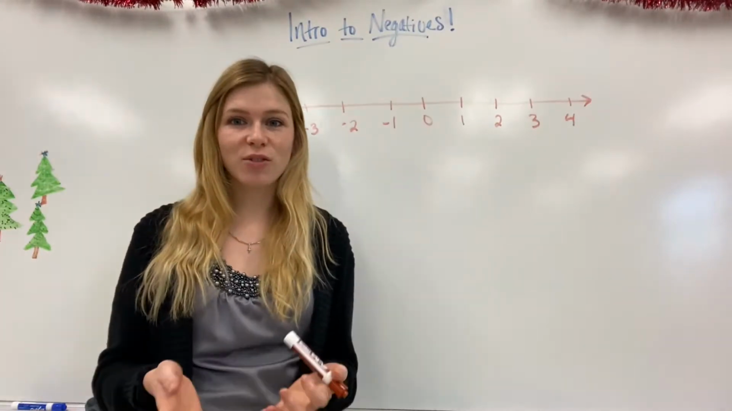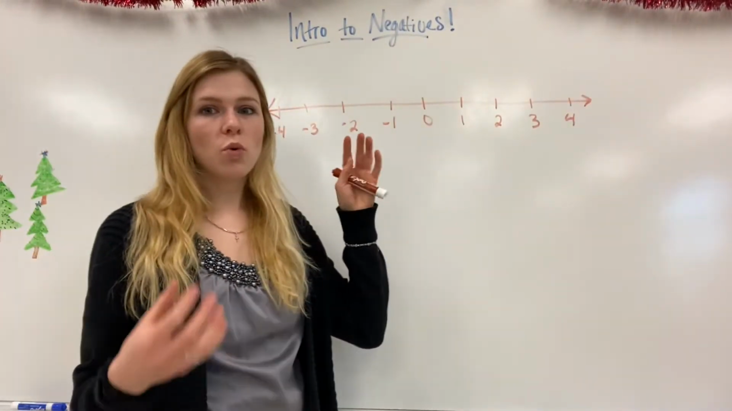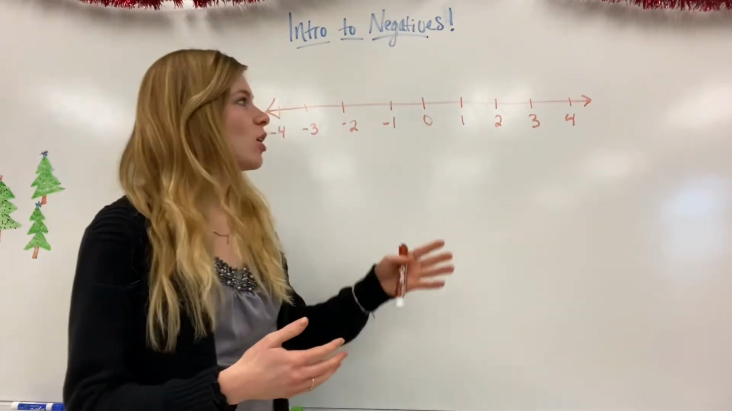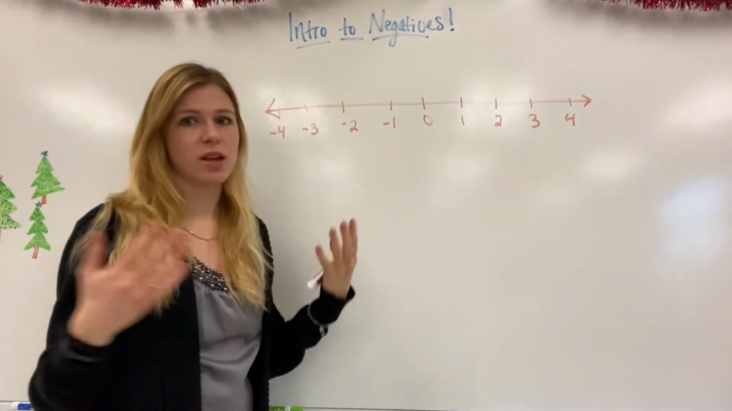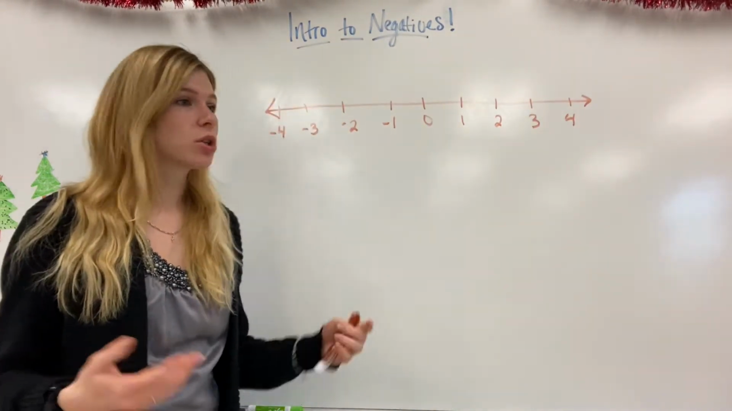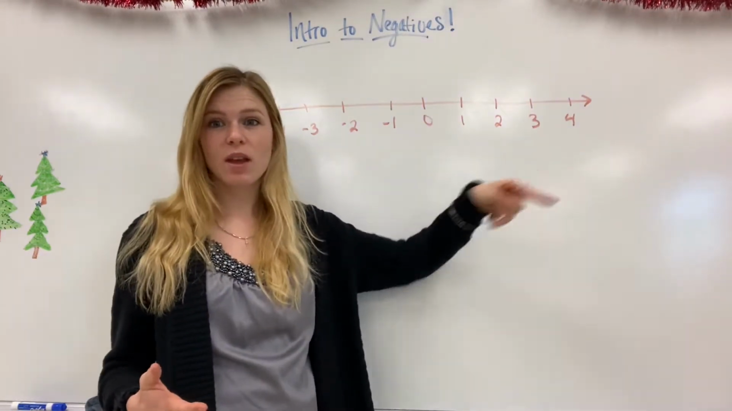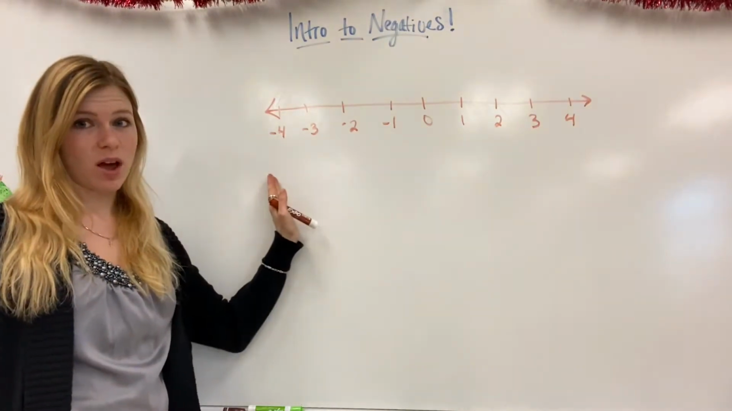I'm going to go ahead and give you guys a visual by drawing a number line on the board. Normally when we're talking about numbers and counting, we're looking only at this side of the number line. So if I say, what is 1 plus 2? I would start at 1 and hop 2 spaces to get to 3. But now we're adding on another side of the number line.